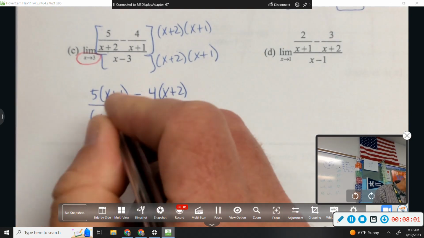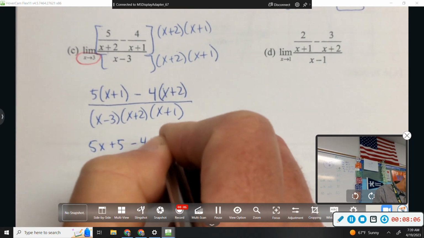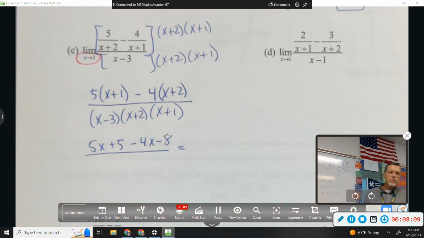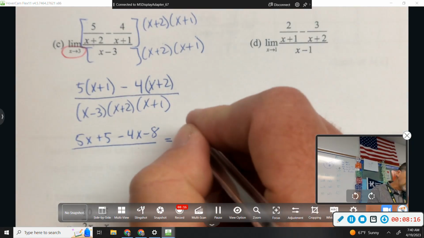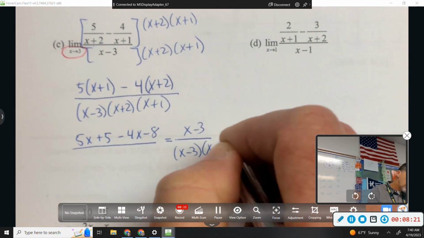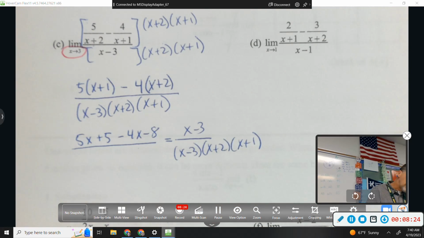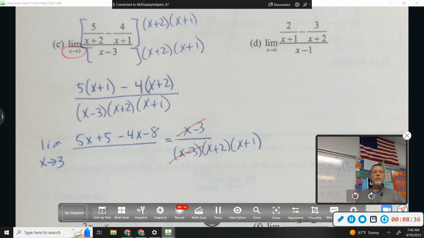Let's see what happens. 5x plus 5 minus 4x minus 8 when I distribute the negative 4. So sure enough, that becomes x minus 3 in the top. The x minus 3's will cancel, reminding us again that yes, there's a hole at x equals 3. But just because there's a hole, we can still have a limit there.